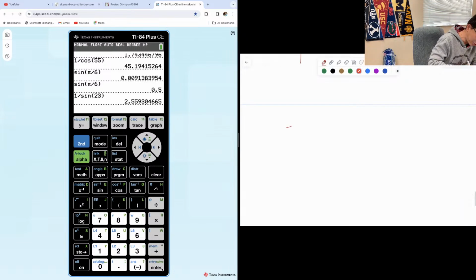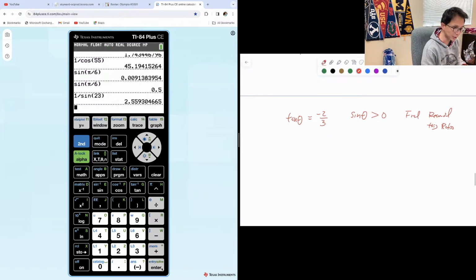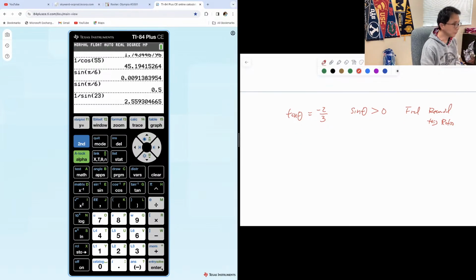If I have a tangent of theta equal to negative 2 over 3, and sine of theta is greater than 0, can you find the remaining trig ratios? Now the hardest part is deciding which quadrant. This question is kind of fun. For me, it requires a little thinking.